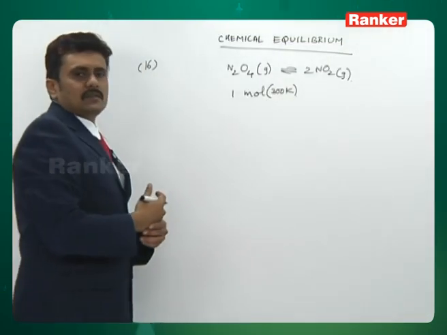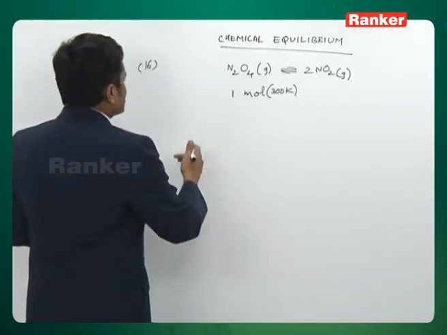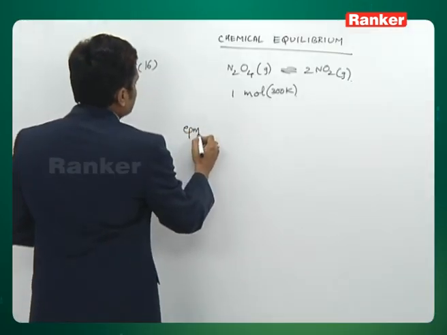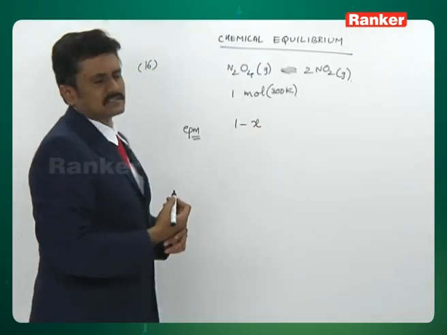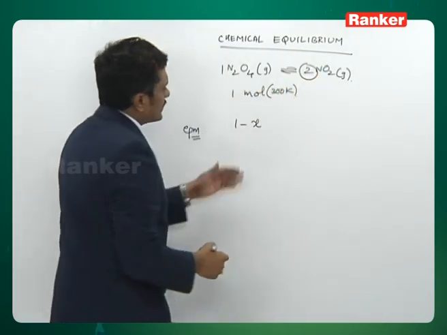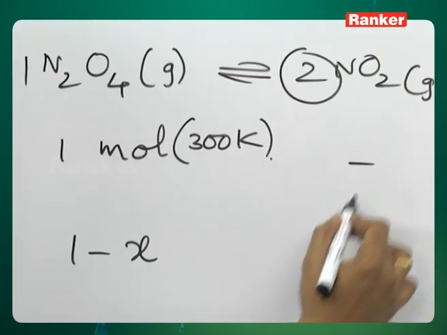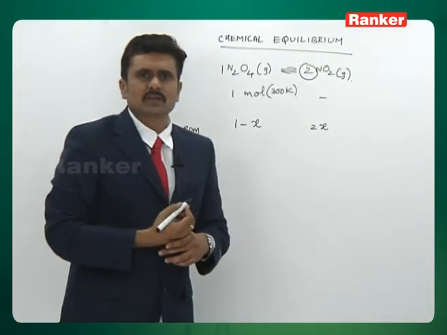So therefore, now when I consider this equilibrium to be taking place at 600 Kelvin, because you have been given that at 600 Kelvin only it is dissociating to produce 20% by mass of this NO2 gas. Now when I consider the equilibrium, suppose some x moles of N2O4 have dissociated, which are present at 300 Kelvin. For every 1 mole you are getting 2 moles of NO2. Hence for every x mole dissociation of N2O4, we can anticipate 2x moles of NO2 to be produced.